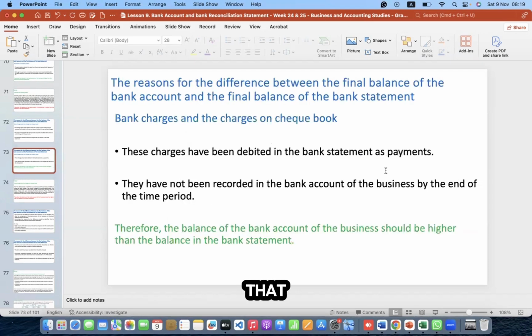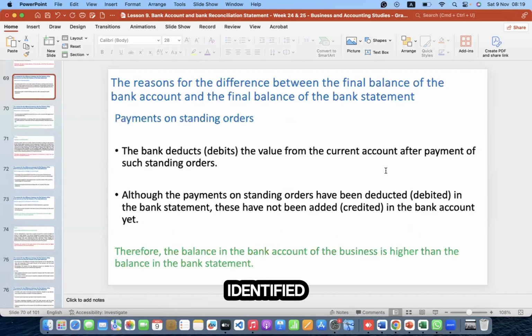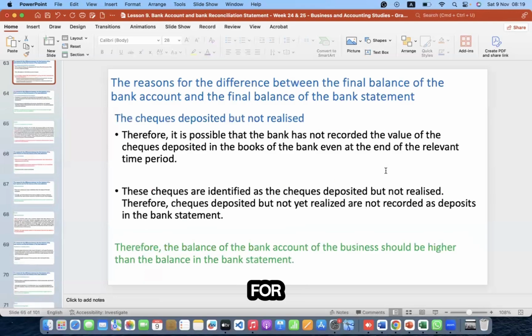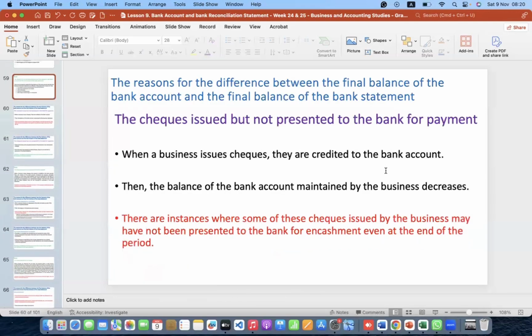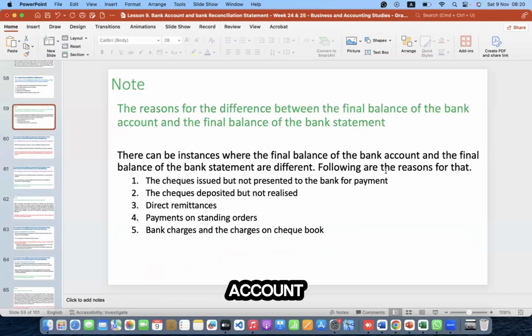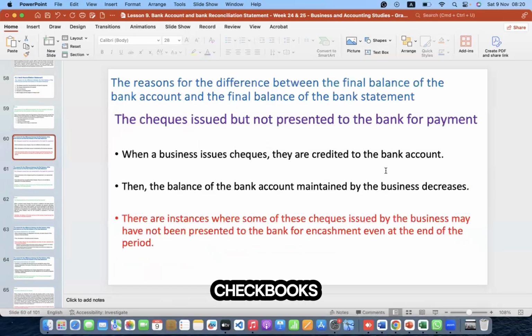So with that we have identified 5 reasons for the differences between the bank account balance and the bank statement balance: the checks issued but not presented to the bank for payment, the checks deposited but not realized, direct remittances, payment on standing orders, and bank charges and charges on checkbooks.